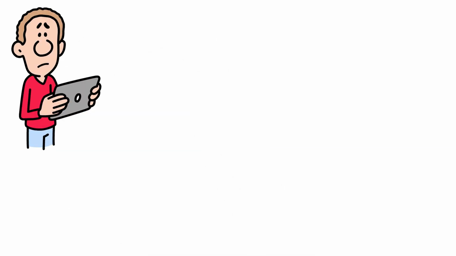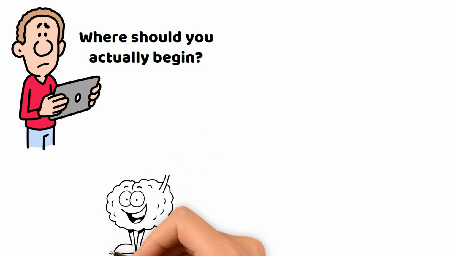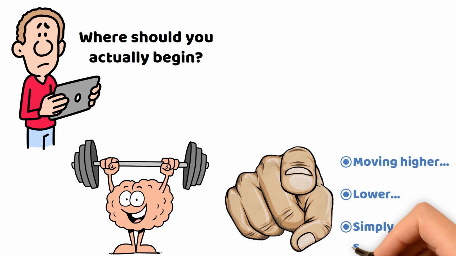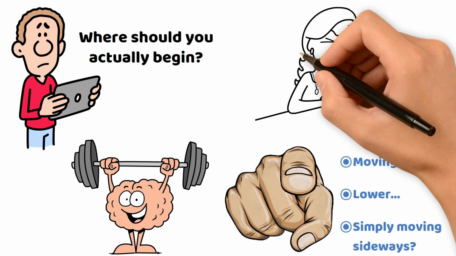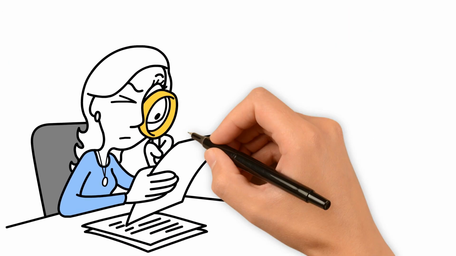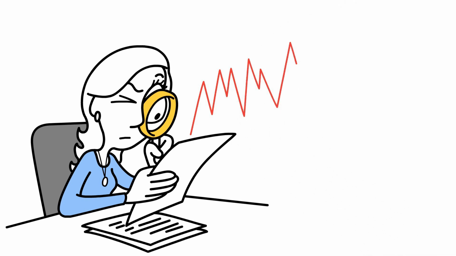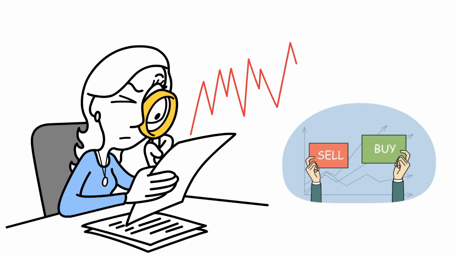A simple approach for beginners. So, if you're completely new to gold trading, where should you actually begin? Start with understanding the trend. Ask yourself, is the market generally moving higher, lower, or simply moving sideways? Next, identify important support and resistance levels. These are areas where price has historically reacted. They're not magic lines, but they can help you understand where buyers and sellers have previously stepped into the market.